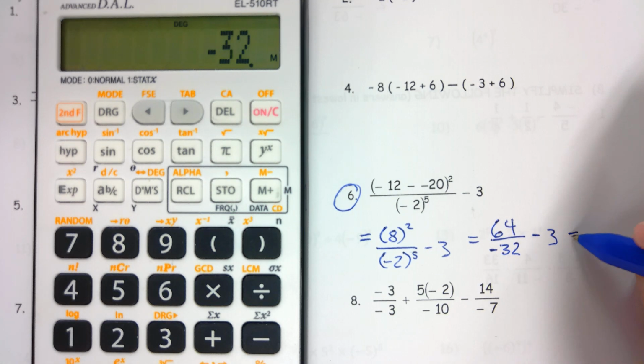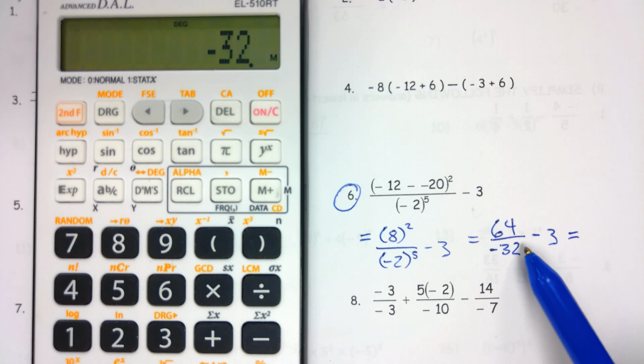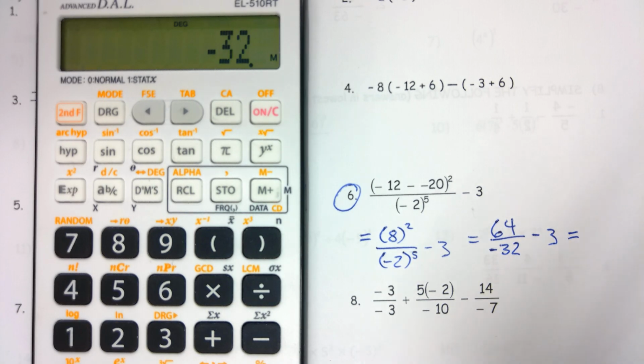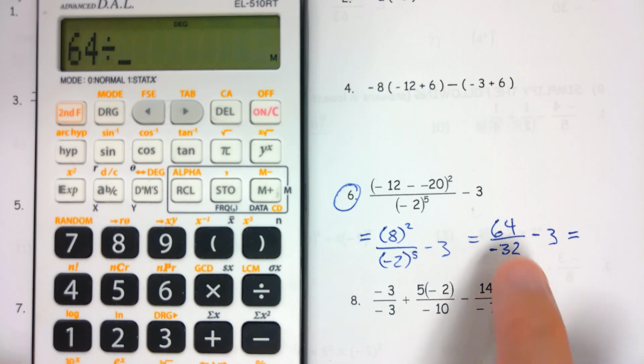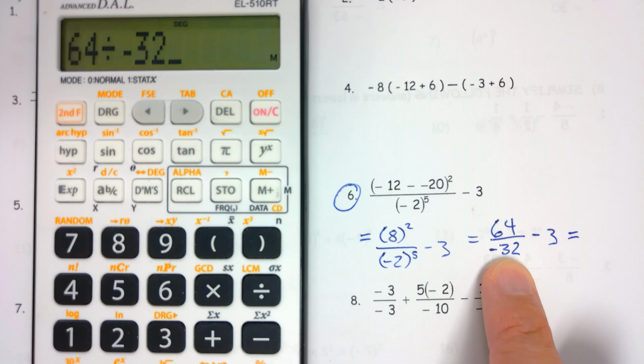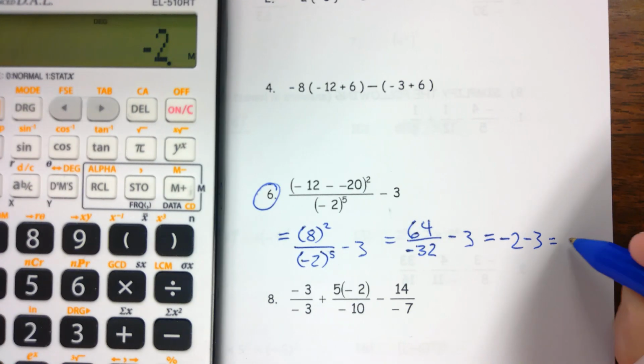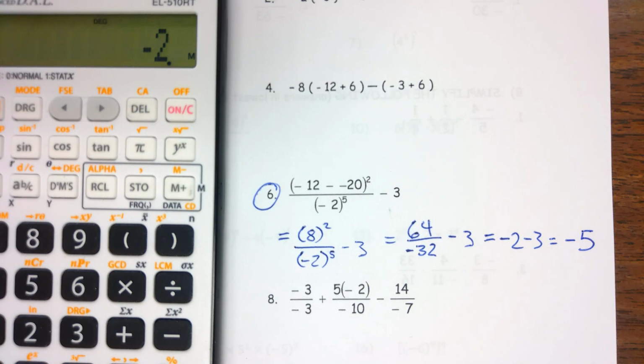All right. Should I divide first or subtract first? Yep, divide. So 64 divided by, again, negative 32. You get negative 2. So negative 2 minus 3, you get your final answer, negative 5.